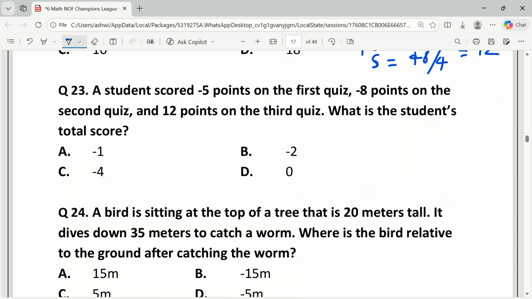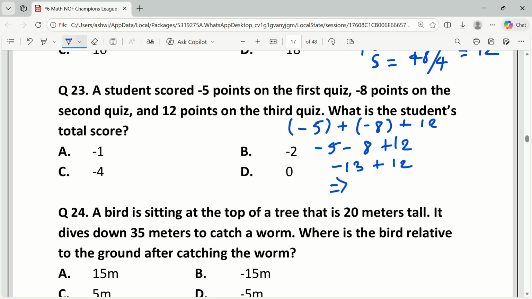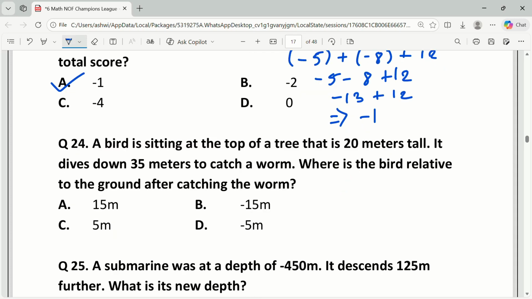A student scored minus 5 points on the first quiz, minus 8 points on the second quiz, and 12 points on the third quiz. What is the student's total score? Adding points from all 3 quizzes, that is minus 5 plus minus 8 plus 12. That is minus 5 minus 8 plus 12. That is minus 13 plus 12. That is equal to minus 1. Comparing with the options, the answer is A, minus 1.